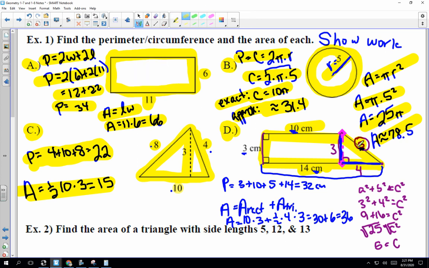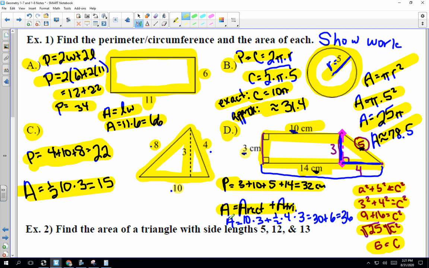The first thing we did was we found this extra missing side by using the Pythagorean theorem. We did 3 squared plus 4 squared equals c squared. We got 9 plus 16 equals c squared. We got 25 equals c squared, and we got c equals 5. Then we found the perimeter. We added up everything on the outside, the 3, the 10, the 5, and the 14. We got 32.